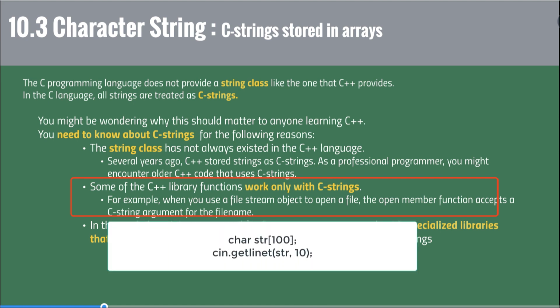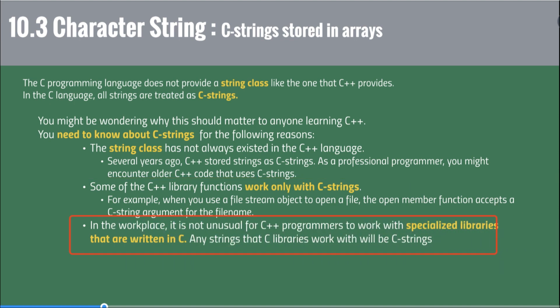Let's remind ourselves of the public member function getline of the cin object, for example. In this example, the first parameter of the getline member function must be a C-string. This is one of the library function examples that uses the C-string type for the parameter values. And the last reason, we need to learn about the traditional and conventional C code features. The C++ programmer also has to have the ability to write and read C code.